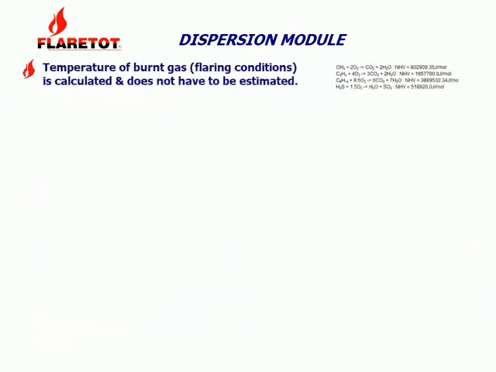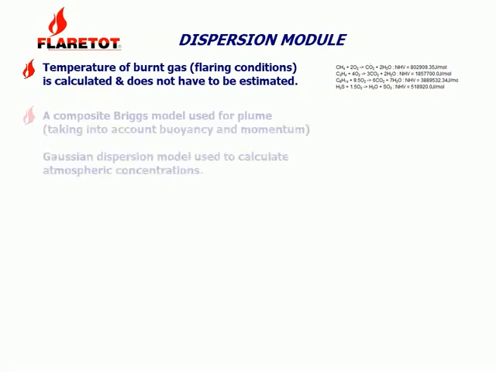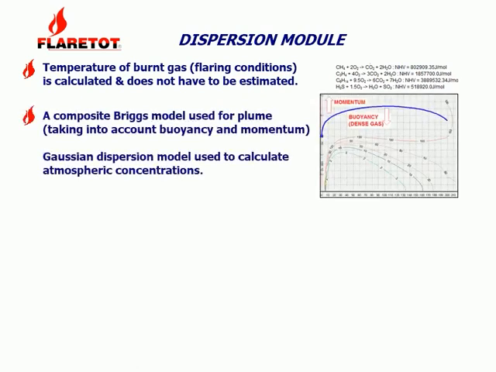For flaring conditions, the temperature of combustion products is calculated automatically, using a heat balance and by specifying excess air entrainment. A composite Briggs model is used to calculate the initial dispersion plume, taking into account buoyancy and momentum effects. A detailed Gaussian dispersion model is then used to calculate atmospheric concentrations.